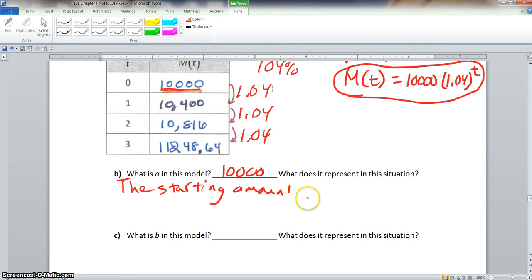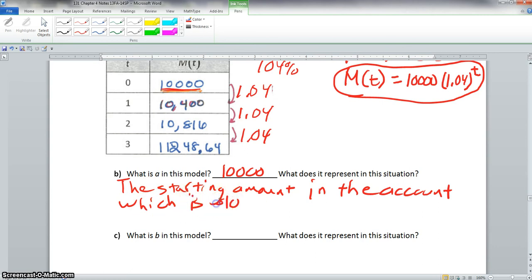It's the starting amount in the account, which is $10,000.